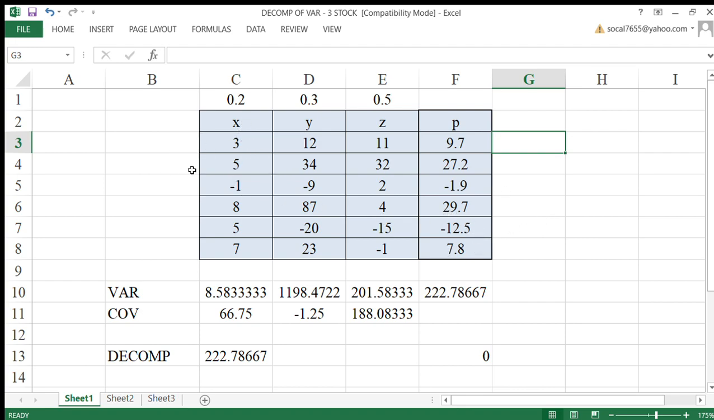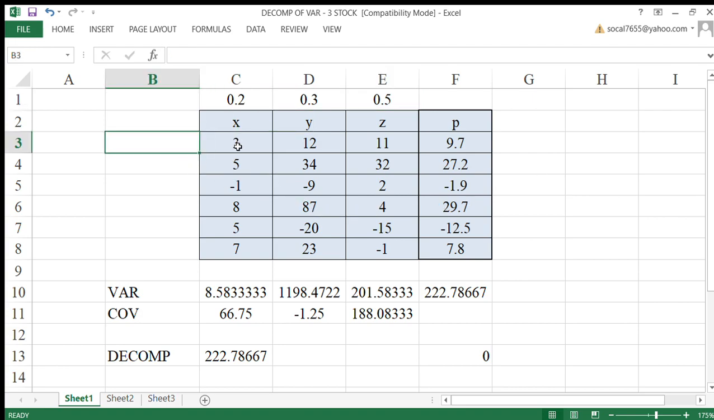I'm looking at the spreadsheet decomp of VAR 3 stock, and here I'm illustrating for you what decomposition of portfolio return variance really means. So in this case we have 3 stocks, X, Y, and Z, and we have 20, 30, and 50% of our portfolio invested in each of these stocks.